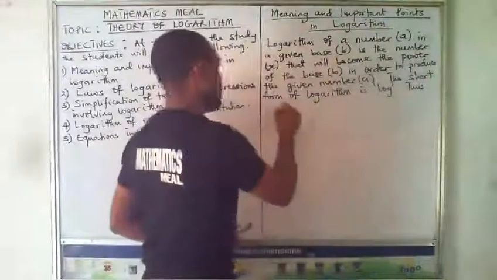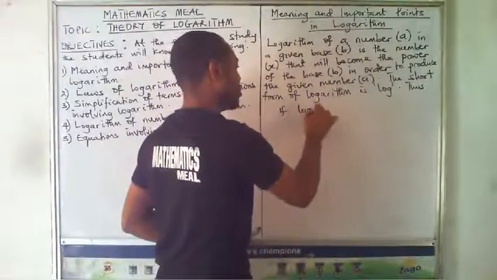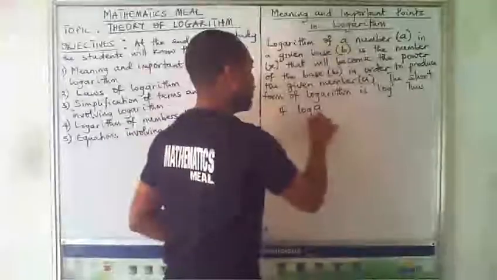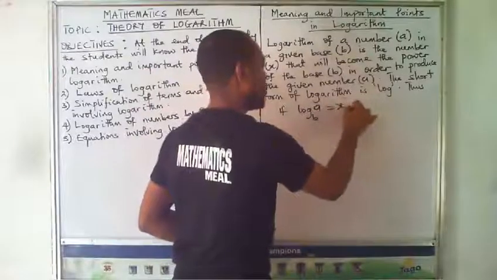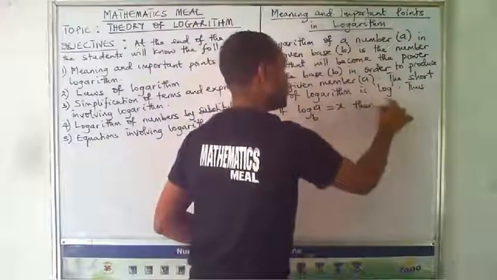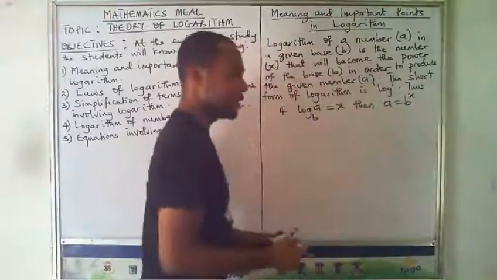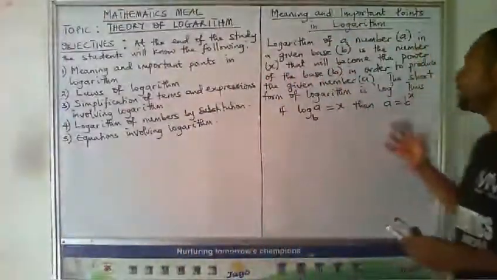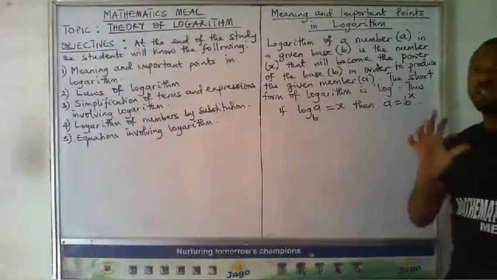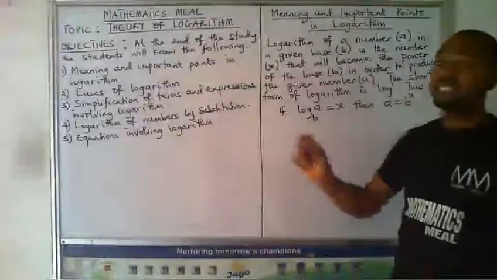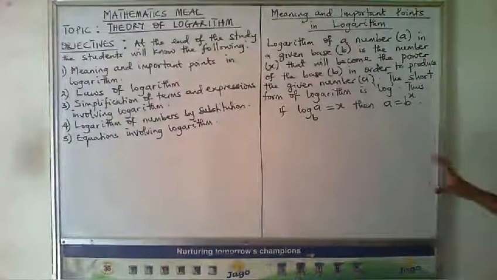So now, if log a in base b is equal to x, then a is equal to b raised to power x. Now let's explain this. It's important that we note that indices is very, very important in the study of what?